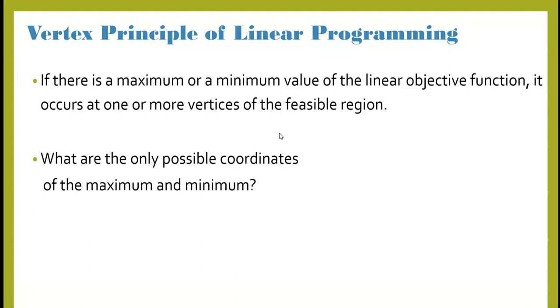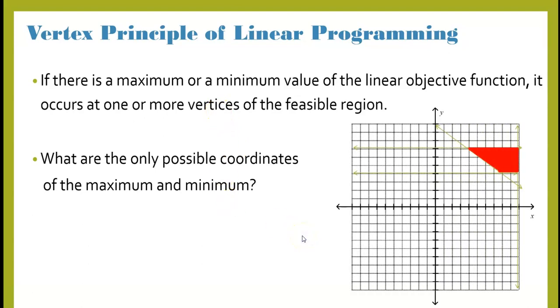If there's a maximum or a minimum value of the linear objective function, it has to happen at one or sometimes more vertices of the feasible region. So suppose I ask you to try and find the maximum profit that you can get. The only places that you need to look are the vertices of the feasible region. The feasible region is really important, but what really gets it for us is the vertices of that feasible region. And those are the only possible coordinates that will lead to a maximum or a minimum. The vertices of the feasible region.